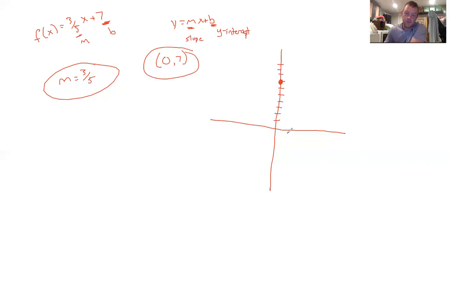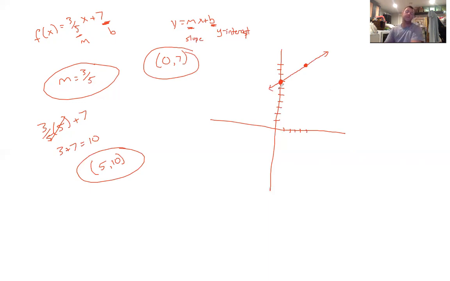Up 3 over 5. 1, 2, 3, 4, 5. But let's check that. I'm going to plug in the x value of 5. So 3/5 times 5 plus 7. Notice the 5s cross off, and I'm left with 3 plus 7, which is 10. And when I count up, that's 10. So my next point would be 5, 10. Connect those 2 points, draw your arrows, and you're done.